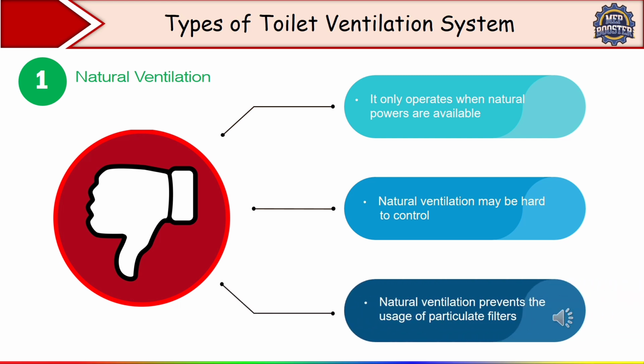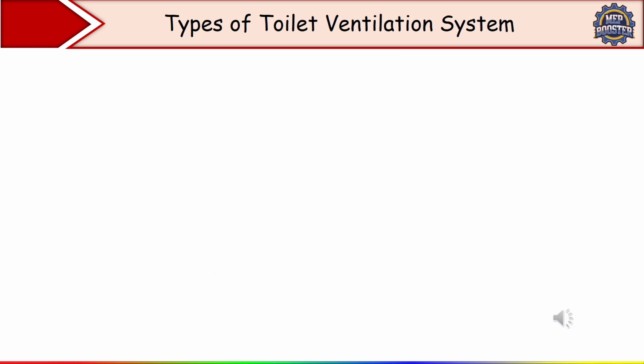Third disadvantage is natural ventilation prevents the usage of particulates filter. Okay, so these are the disadvantages of using natural ventilation system. So we have discussed natural ventilation system. Now the second ventilation system is what?